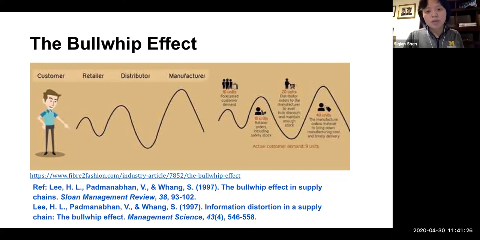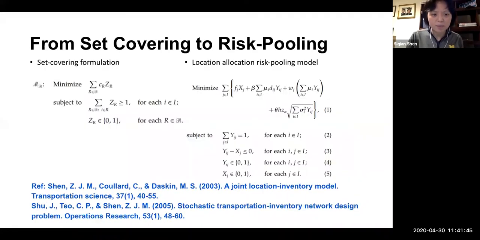This is a phenomenon that people observe, and people have been thinking about how we can avoid this bullwhip effect. There's a notion called safety stock, and a lot of other things have been introduced to prevent people from panicking and making unnecessary decisions. This observation motivates a lot of research in the supply chain area, and I put two out there just as examples.